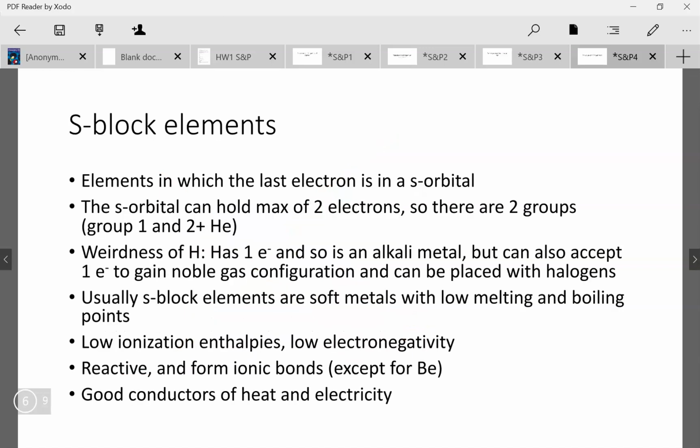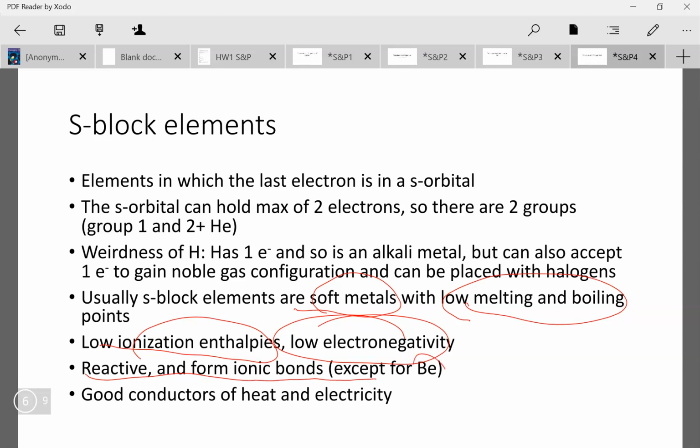S block elements, however, do have some general trends. They're usually soft metals, with low melting points and boiling points, low ionization energies, low electronegativity, and they're reactive and form ionic bonds, except for beryllium, because it has 1s2 2s2, which is kind of stable as it is, so it's not going to do anything.